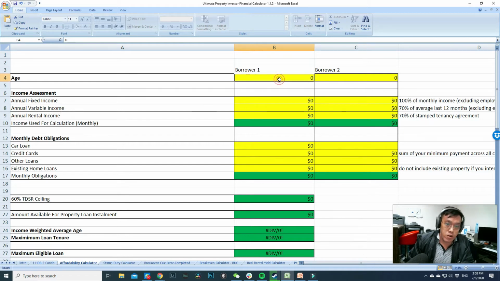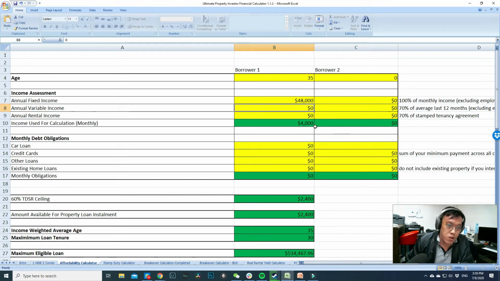So age 35, annual fixed income: $4,000 a month, so 4 times 12, $48,000. If you are self-employed, then you leave the first one zero and fill in the annual variable income instead. For self-employed people like myself, you will be assessed not on your monthly fixed income, but on your past 1 or 2 years declared NOA. If you have any form of rental income that you can show, it might aid you as well.